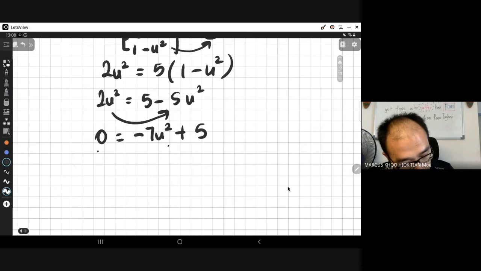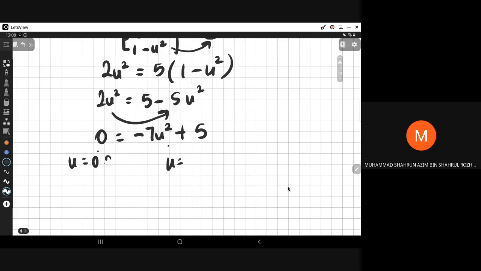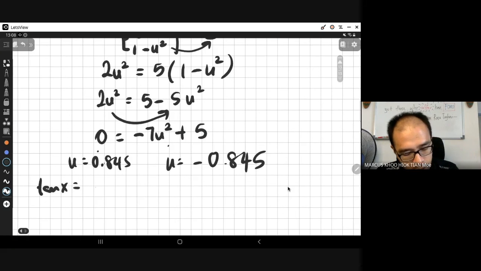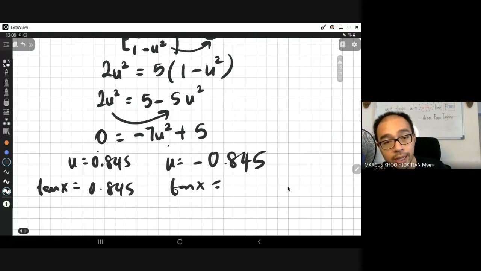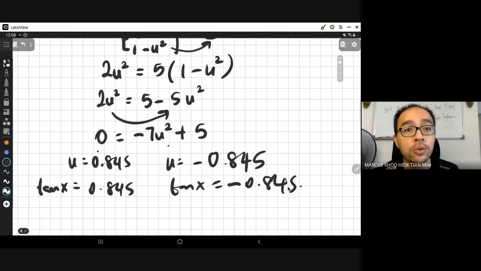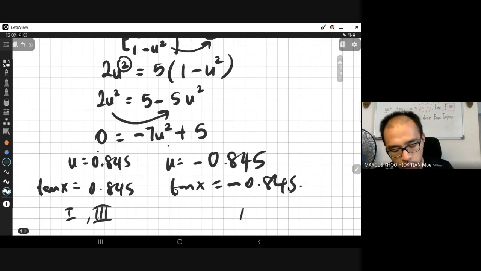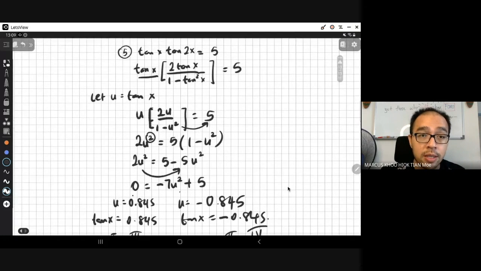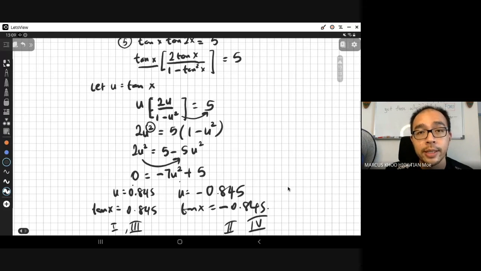You get u equals 0.845, and negative 0.845. Still the same thing. Tangent x equals 0.845 and tangent x equals negative 0.845. I would rather you do this, because kita pernah buat ini. We stick to the EQN method to get this one, and because this is a square function, kita memang expect akan ada 4 answers. So this will be quadrant 1 and quadrant 3. This will be quadrant 2 and quadrant 4. The same thing like we did in the first question just now, except that now we use the double angle formula.